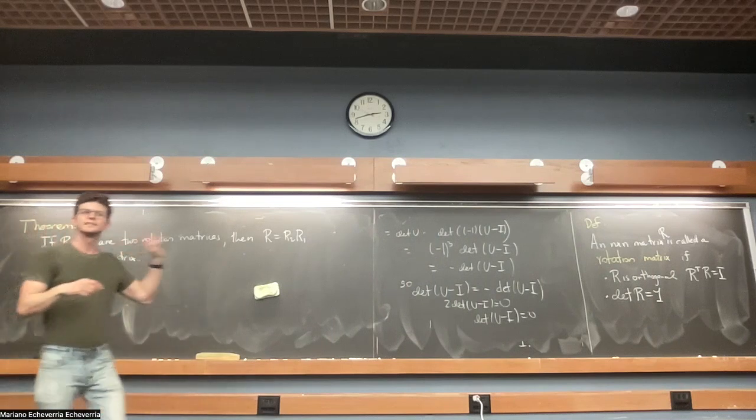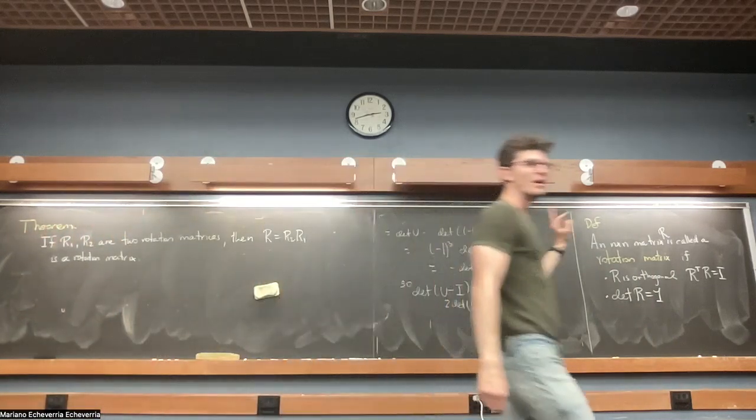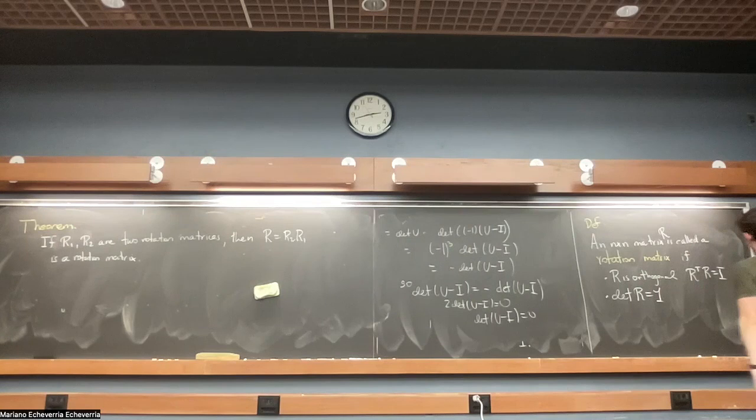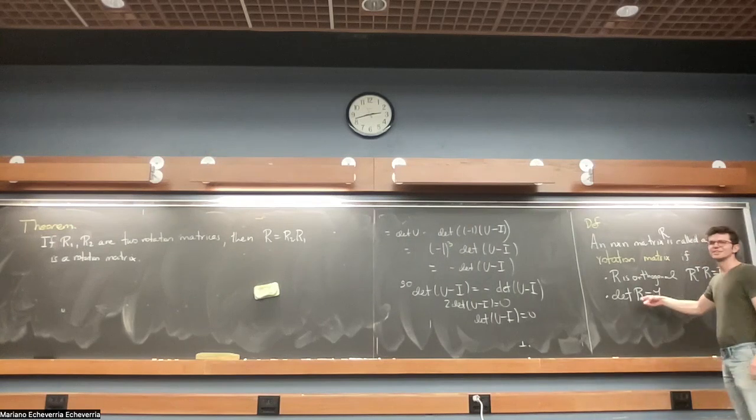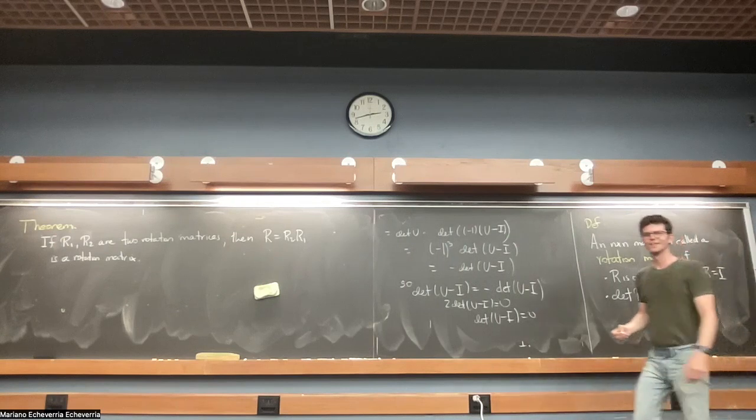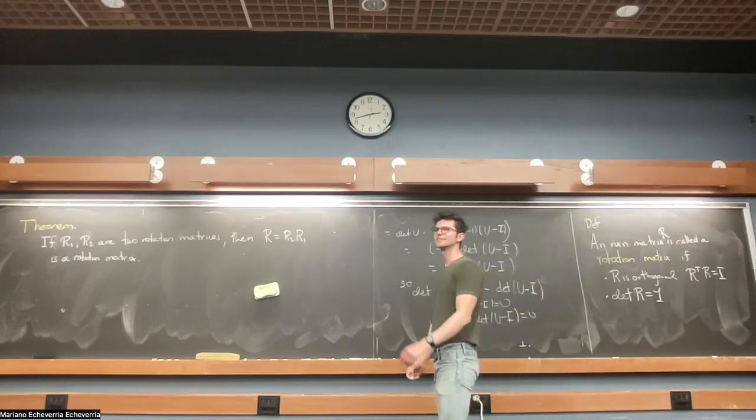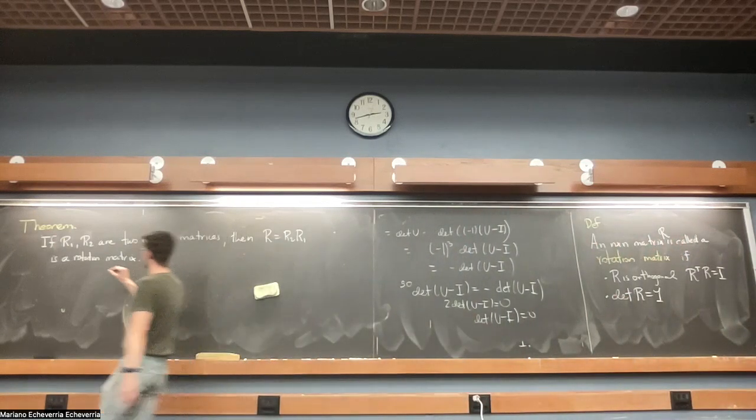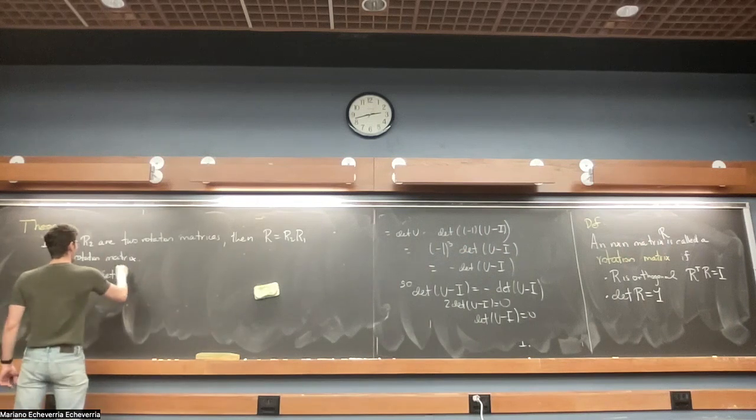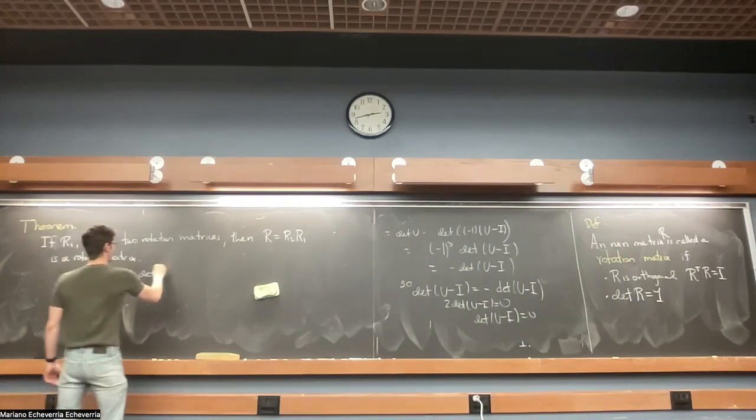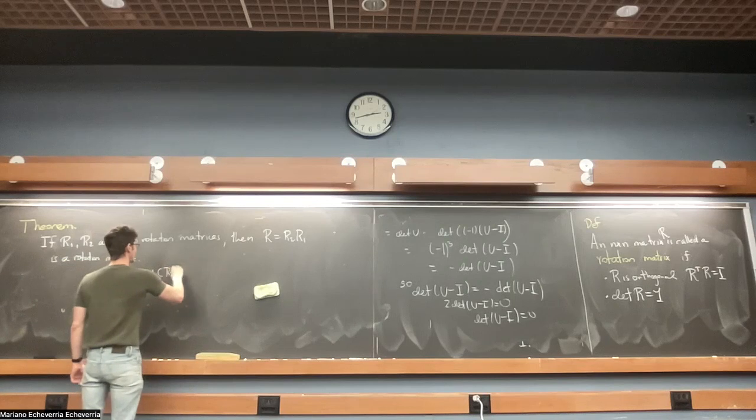But the proof is so easy from the linear algebra point of view, because what do we have to check? We just have to check that the determinant equals 1, and that R transpose R equals the identity. So let's start with the easiest one. What is the determinant of R? Is the determinant of R2 times R1.